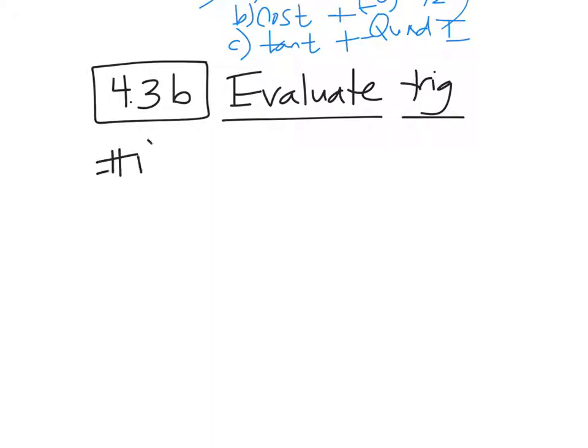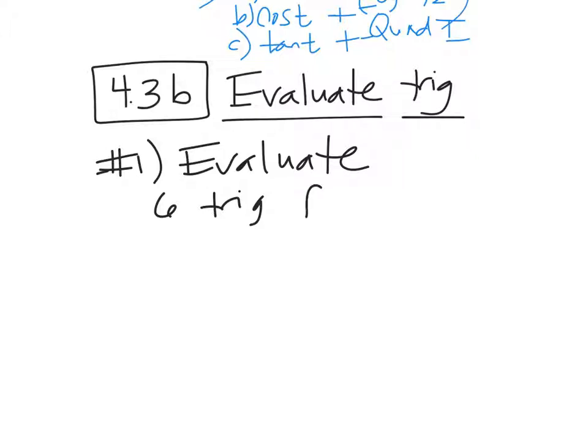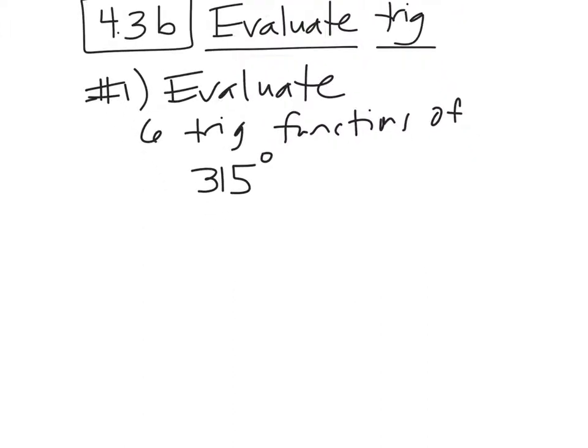Number 1. Evaluate. And these need to be exact answers, so we're going to have radicals in them. Okay? So we're going to evaluate the 6 trig functions of 315 degrees. So in other words, I want to find the sine of 315, the cosine of 315, and so forth.